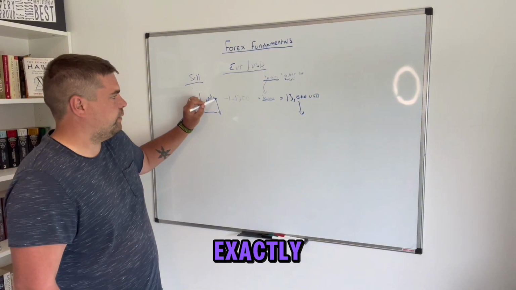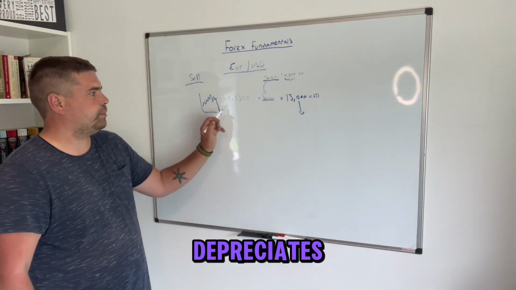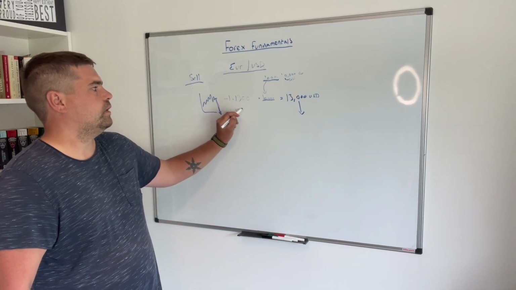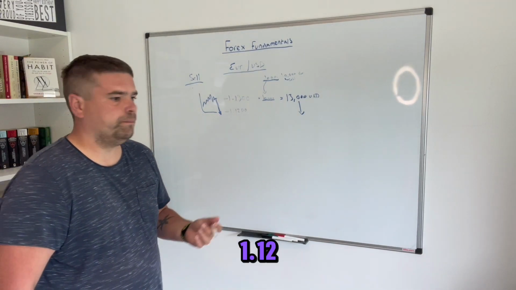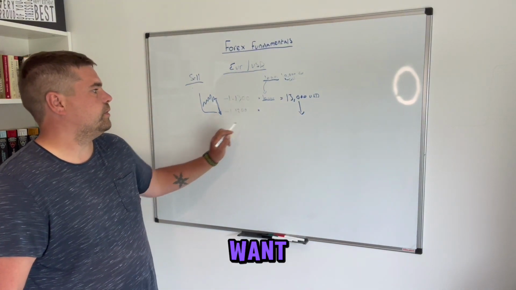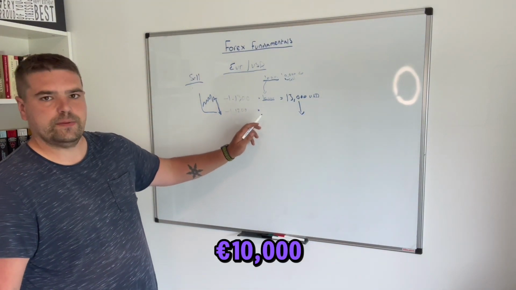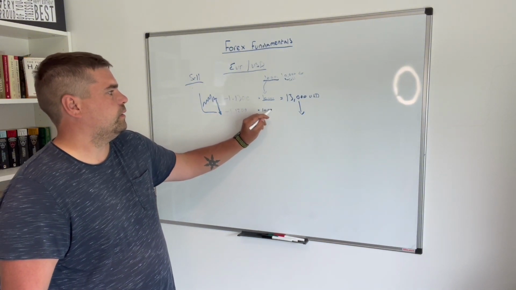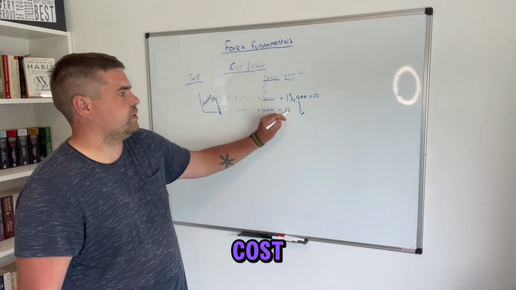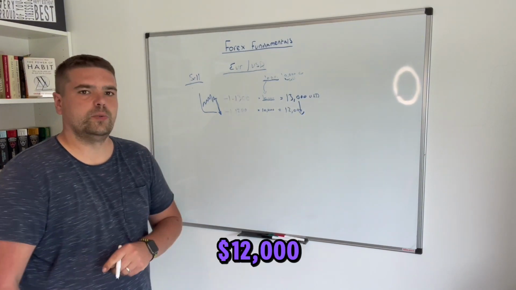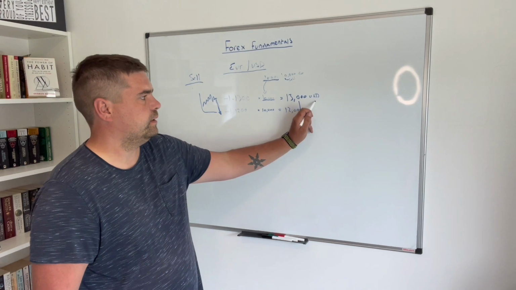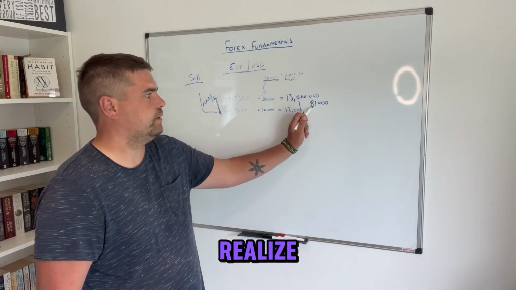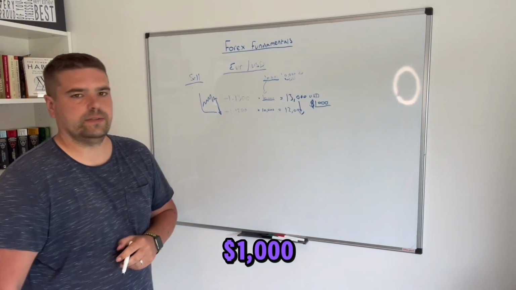so that it's cheaper for us to buy the euros back and we profit on the difference. So let's say that's exactly what happens. Price depreciates in value and now gives you a quote of 1.12. So essentially we want to buy back the 10,000 euros, which at a quote of 1.12 is going to cost us $12,000. So again, we then capitalize or realize the profit of $1,000.